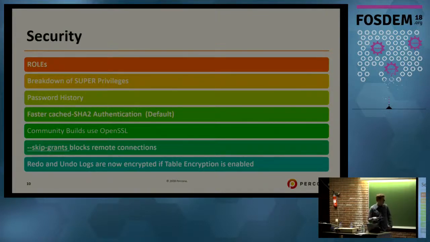Authentication, in this case, has become much more secure with SHA-2 authentication, which actually uses many rounds of SHA-2 for password hashes to make the brute force attack much more complicated. But it also has a specially optimized cached version, so it can authenticate very quickly at the same time. OpenSSL is now used in both community and enterprise edition, so there are no confusing differences in behavior and available options.